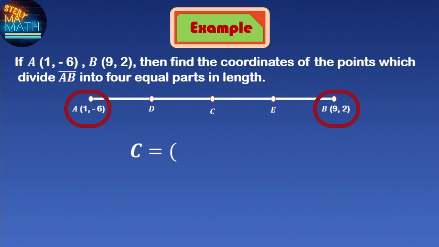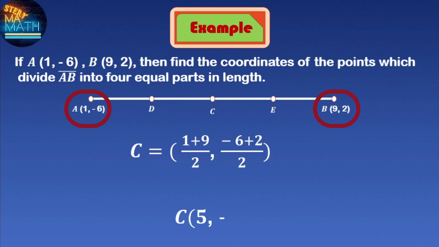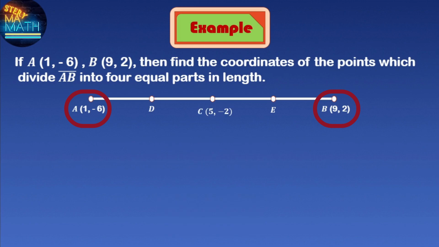C is equal to 1 plus 9 divided by 2 and negative 6 plus 2 divided by 2. 1 plus 9 is 10. 10 divided by 2 is equal to 5. So the x coordinate is 5. And negative 6 plus 2 is negative 4, divided by 2 is negative 2. So the midpoint is 5, negative 2. So C is 5, negative 2. And C is the midpoint between A and B.